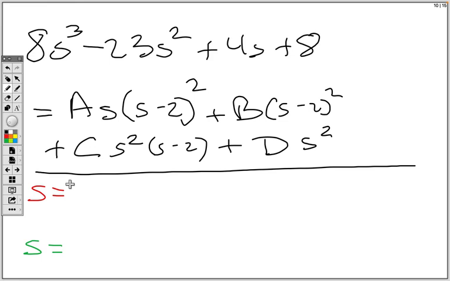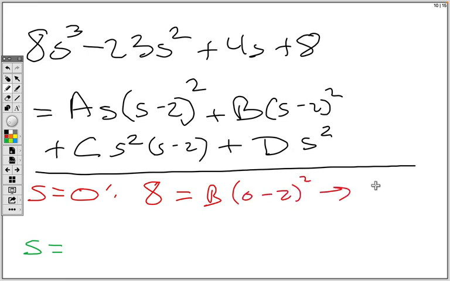And now we look for values of s to plug in to help us get coefficients. Yeah, 0 and 2. Plug in s equals 0. On the left-hand side, plugging in s equals 0 gives us 8. On the right-hand side, the a, c, and d terms all drop out. I'd be left with b equals what? B equals 2. Very good.